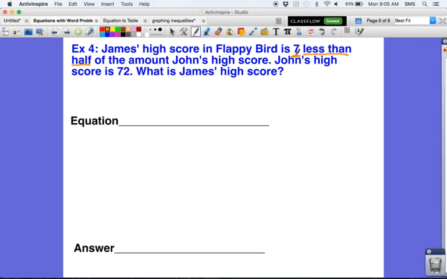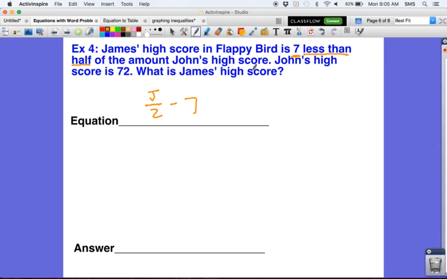So if it's 7 less than half of the amount of John's high score, I need to take John's high score and figure out what half of it is. When you want to figure out half, you can divide it by 2. So I'm taking John's score, dividing it by 2. And then I can take 7 less than that. So I'm going to take John's score divided by 2 and then subtract 7 from it to get 7 less than half of the amount of John's high score. And this is going to give me James's high score.